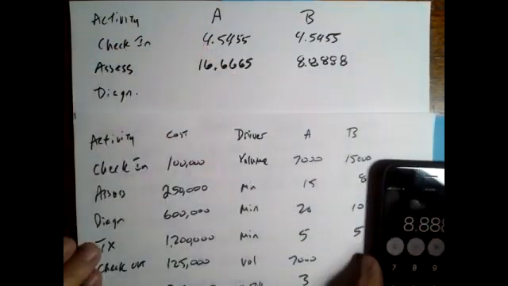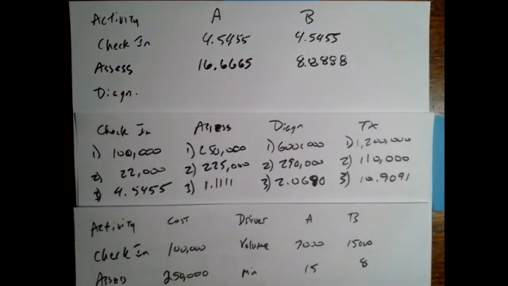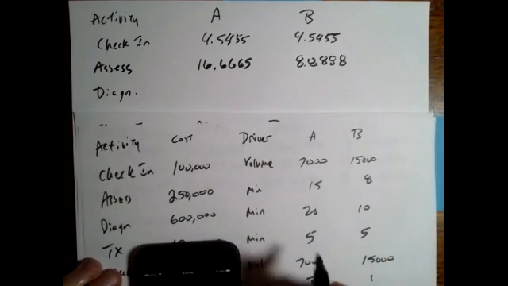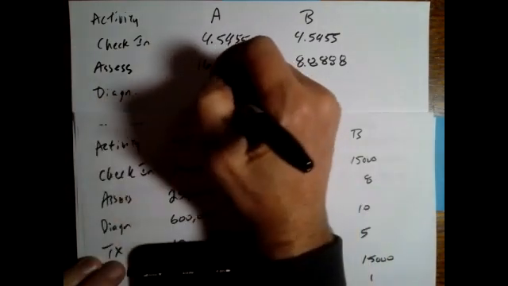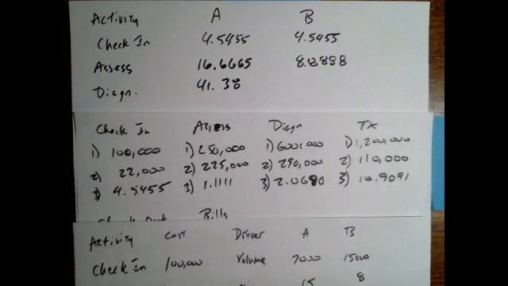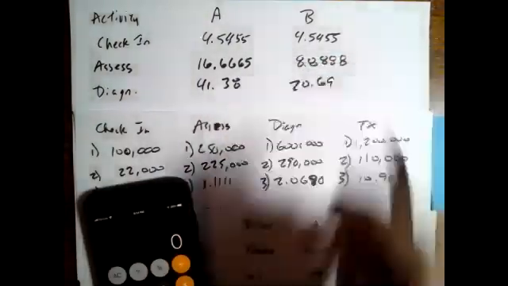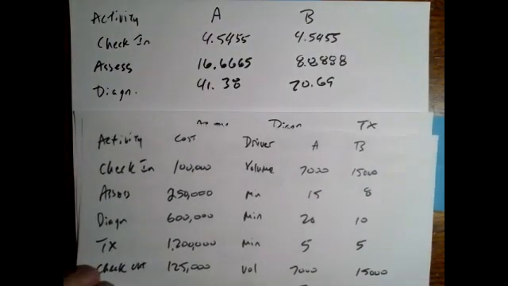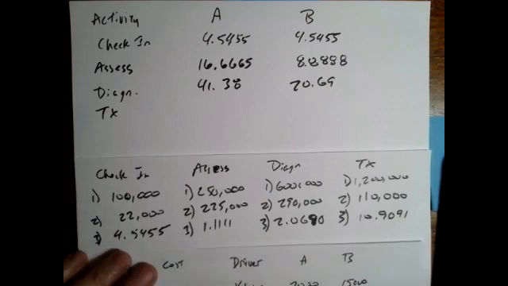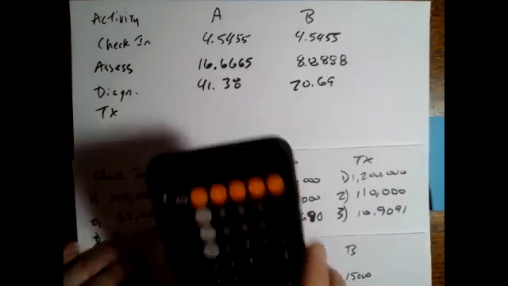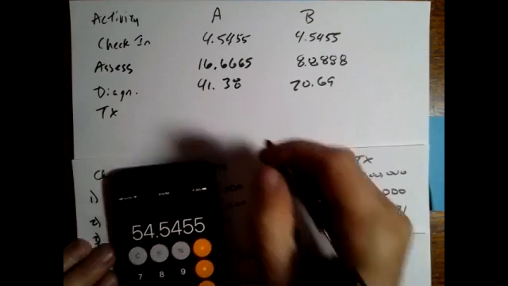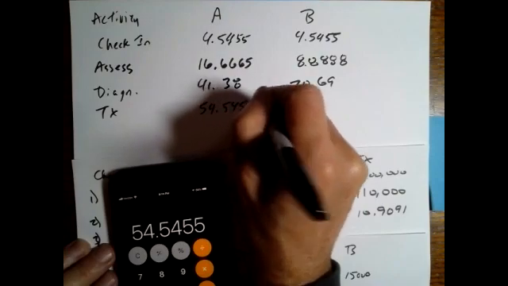Then we have assessment. Assessment is going to be 1.111 per minute, and A has 15 minutes. So A has 15 times 1.111, which is 16.6665. B gets 8 minutes of assessment. So 8 times 1.111 is going to be 8.8888. Diagnosis, we calculated at 2.069. So A gets 20 minutes of diagnosis, so times 20, 41.38. And B gets 10, so that means that's 20.69.